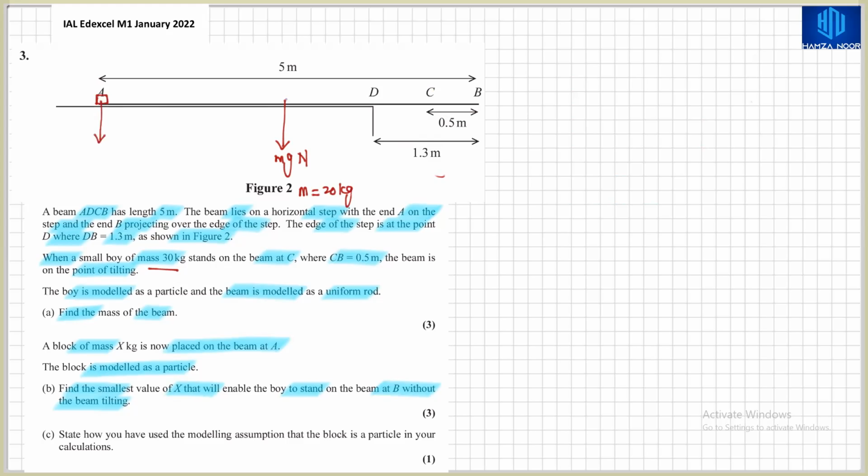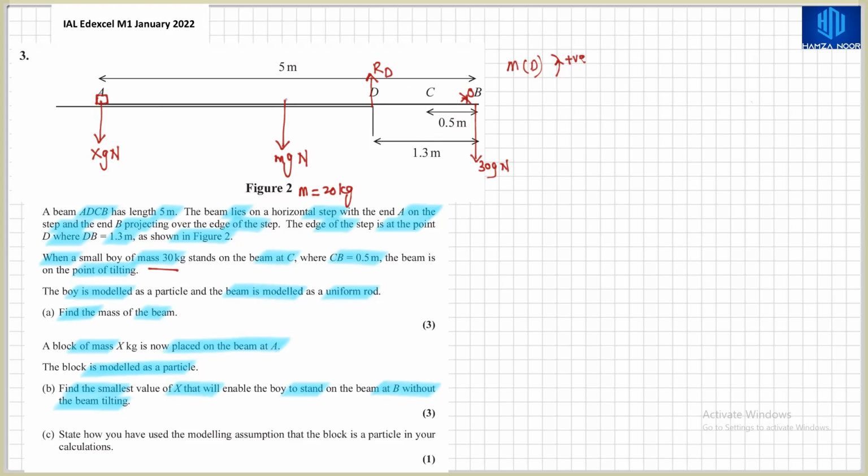So the weight of this block is xg Newton. We need to find the smallest value of x that will enable the boy to stand on the beam at point B. So now the boy is over here, and the weight of the boy will be 30g Newton acting vertically downwards. And here we have the normal reaction at point D. What we need to do is find the value of x that will enable the boy to stand on the beam without the beam tilting. So here, the most effective way again is to take the moment about point D. So I'm taking again the anti-clockwise direction as positive. And obviously the sum of the moments will be equal to 0.